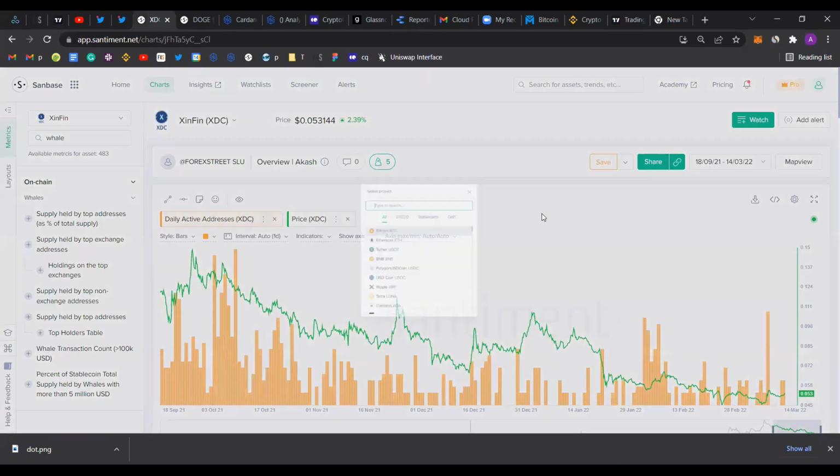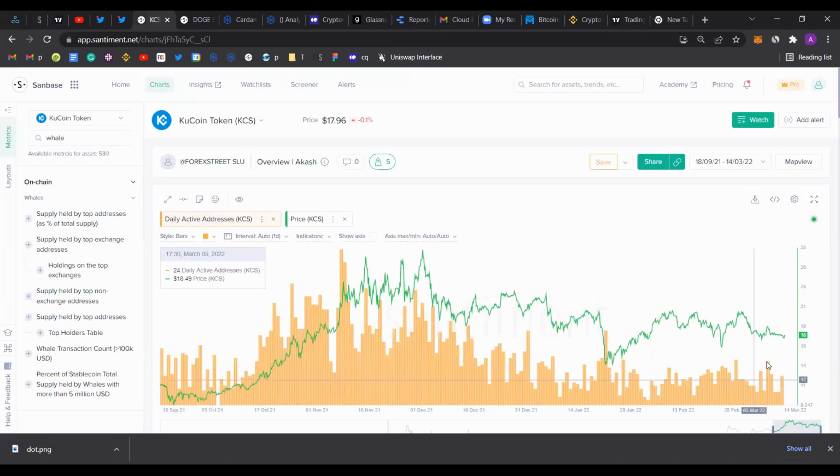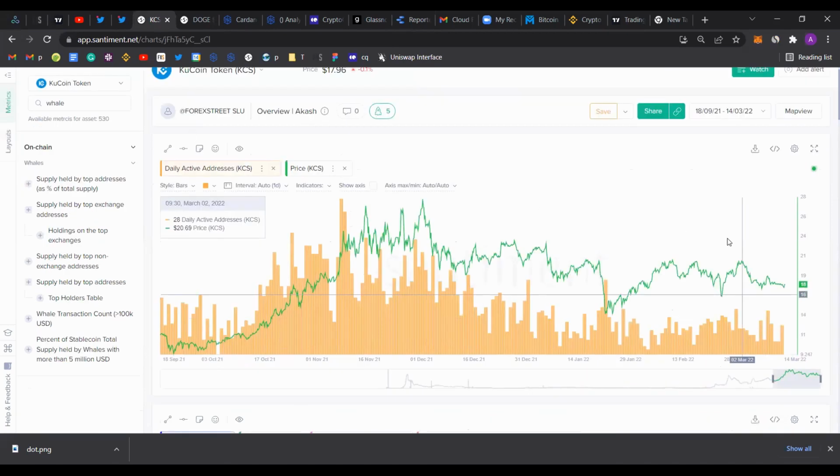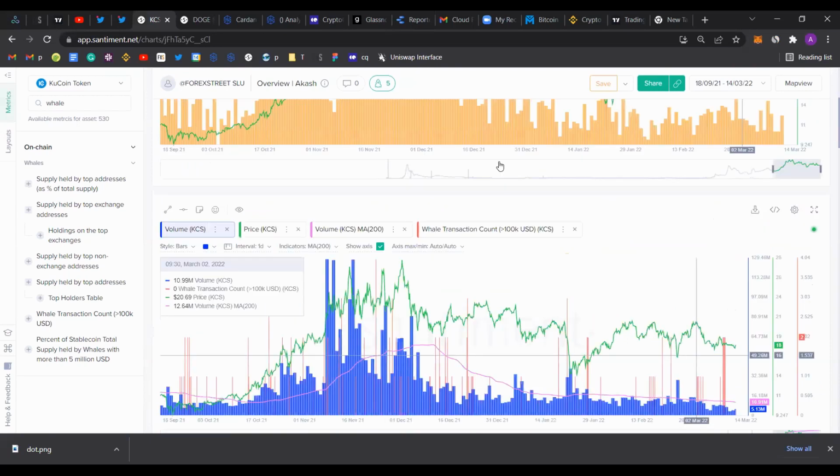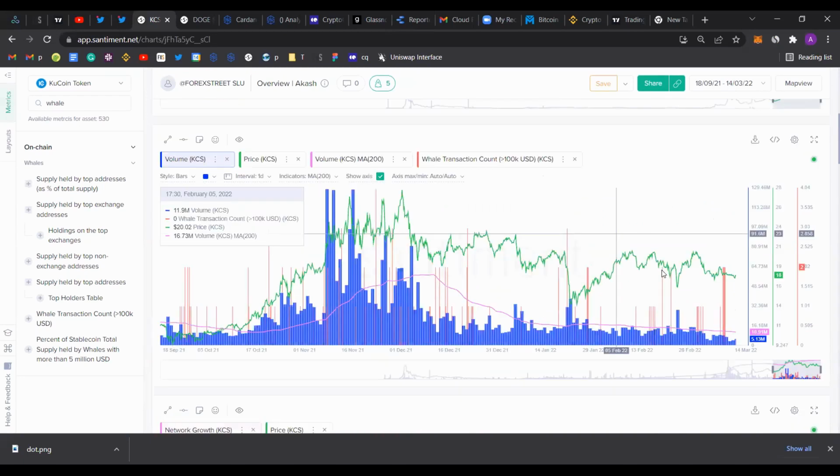This is a one-day daily active addresses. It's not showing that much of a pump compared to the other days' spike in daily active addresses. But the thing that's interesting here is for KCS, the whale transactions, which is any transaction that's worth over $100,000, is spiking right now. And the last time that happened, it was somewhere between 19th Feb and 22nd Feb, after which the price rallied from roughly $17 to $20. Something similar took place here as well, where price rallied from $15 to $20 again.